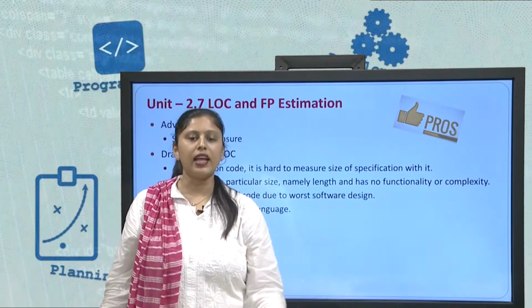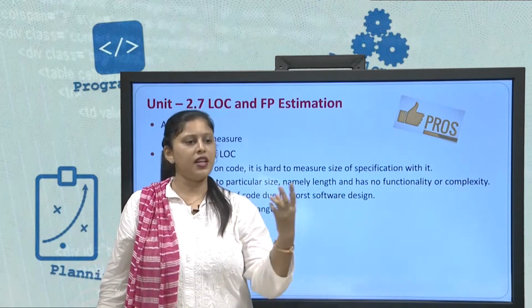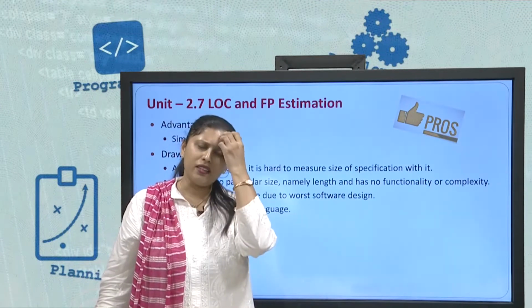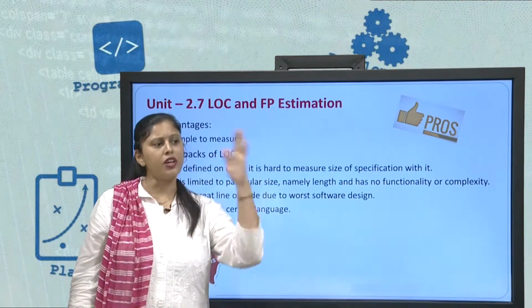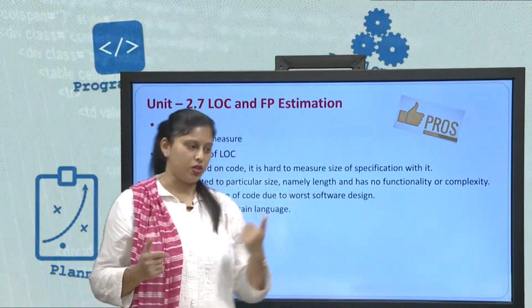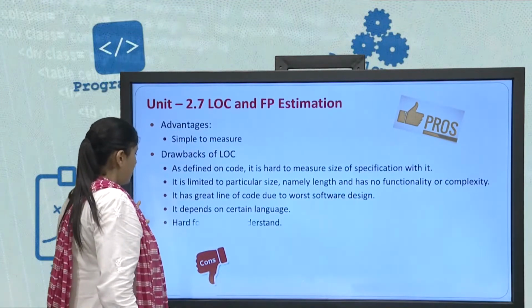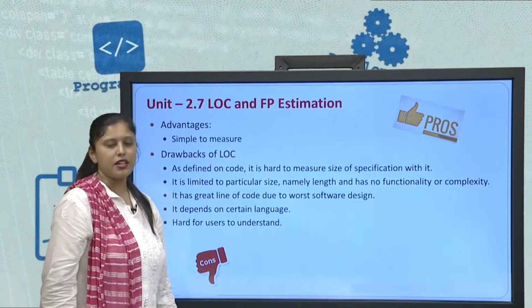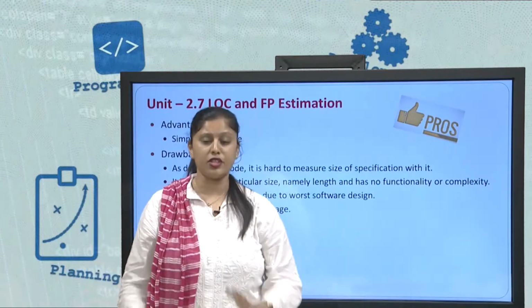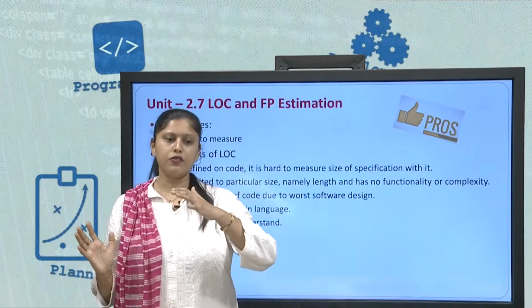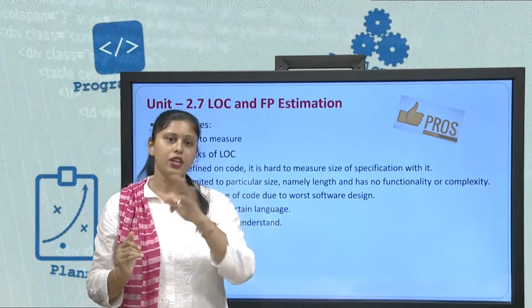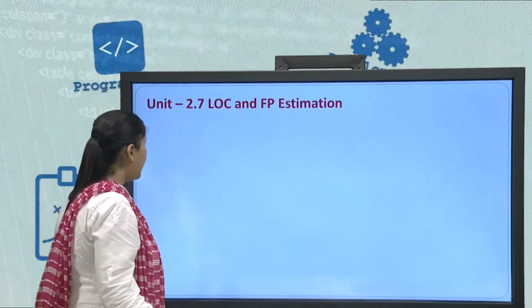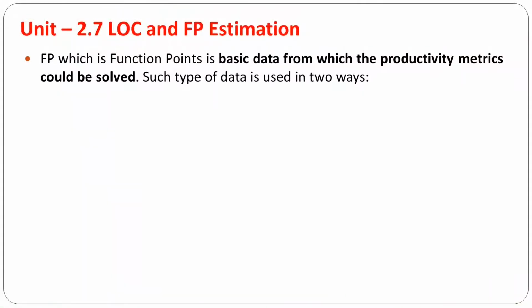For example, certain languages would code certain functionality in just 2 lines, right. For example, Python uses very few lines of code, and if the same program with the same functionality is coded in some C language or something, it would be a huge code, right. It is very hard for users to understand if it is a very huge line of code. If somebody gives you a package of maybe 1 lakh lines of code, understanding that is very, very difficult, right. Next, let us see what is FP estimation, or we call it function point metrics.